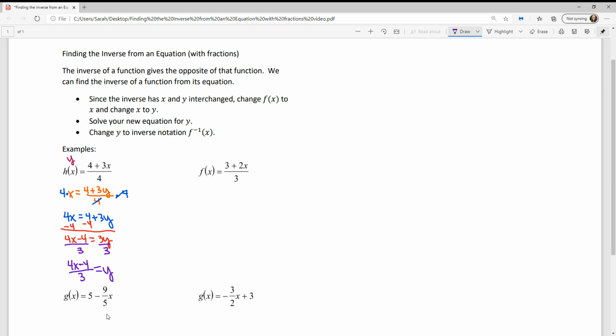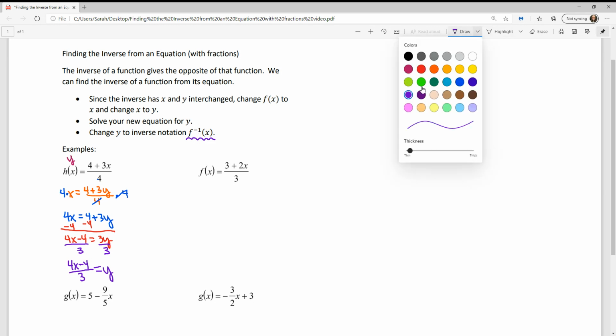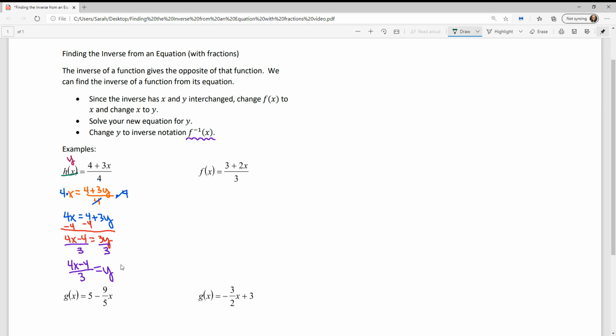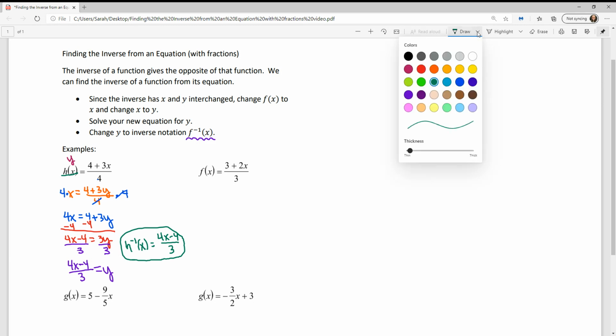At this point, we're almost done. The only thing we need to do is our inverse notation. With the last lesson, all of them start as f of x's, so we wrote it as f inverse x for our answer. Technically, this one is starting with h of x, so my final answer in inverse notation should be h inverse, which looks like h to the negative 1 of x, equals what we got on the other side of the equation, 4x minus 4, all divided by 3. The green there is my final answer, written in inverse notation. So the same process, we just have fractions in our starting problems. Nothing to be too scared of.